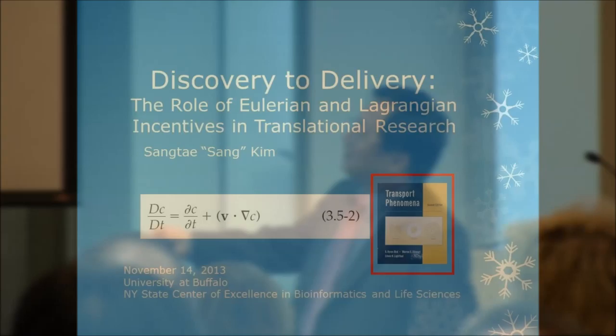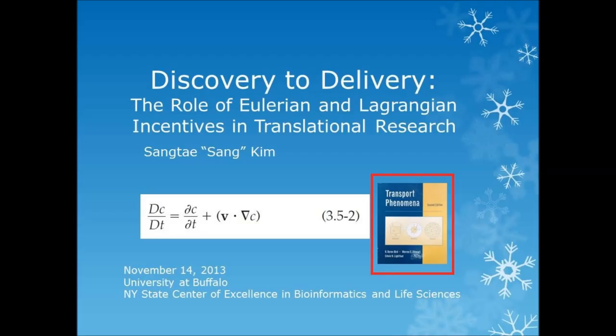And this is a picture of the second edition of Transport Phenomena. And here is equation 3.5-2 in chapter 3. Again, I'll describe its relevance to the topic today, but in terms of the mathematical reference, this particular time derivative here is called the Eulerian derivative. And this substantial material derivative on the left-hand side of this equation is, in fact, a Lagrangian perspective on the time rate of change.